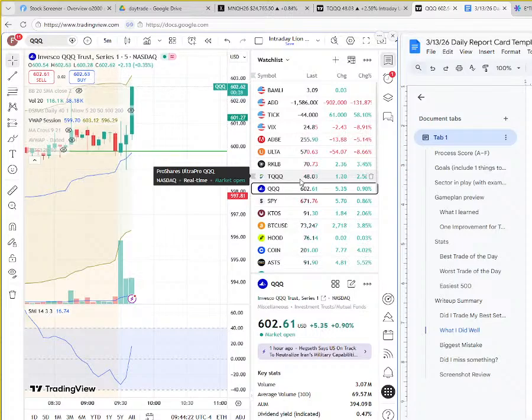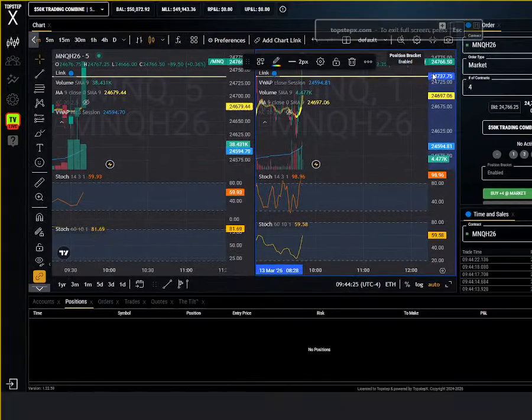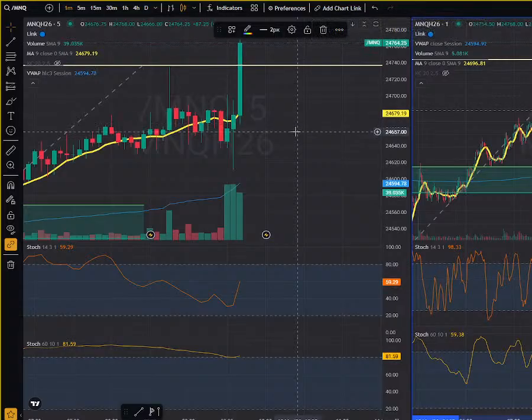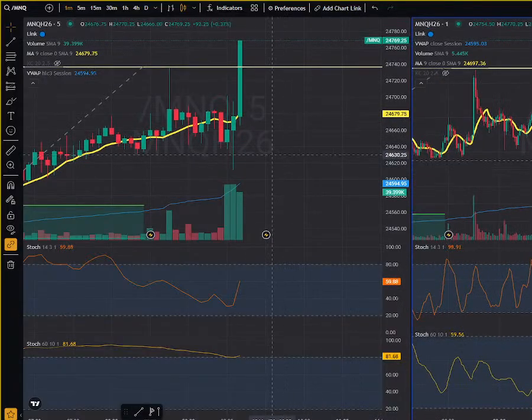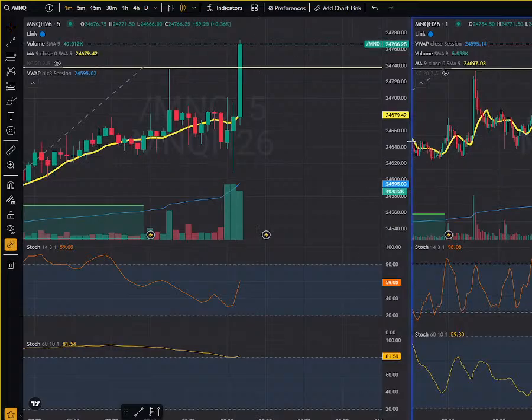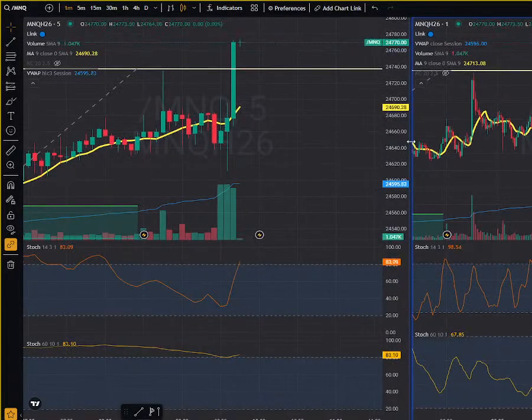Good. This can go to 606 or 607. The next key level 25,000. Yes, perfect. Perfect. That's what you like to see. Okay, 15-minute range is in. Okay, let's see where this will take us. What a great candle.